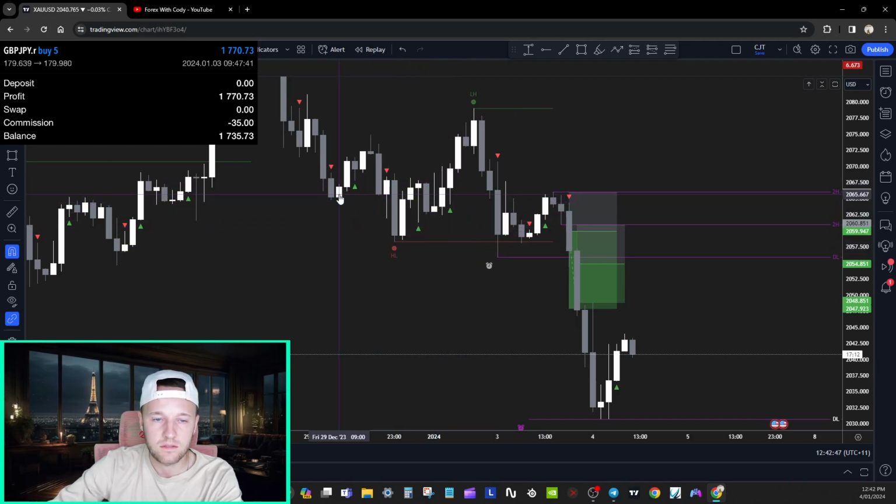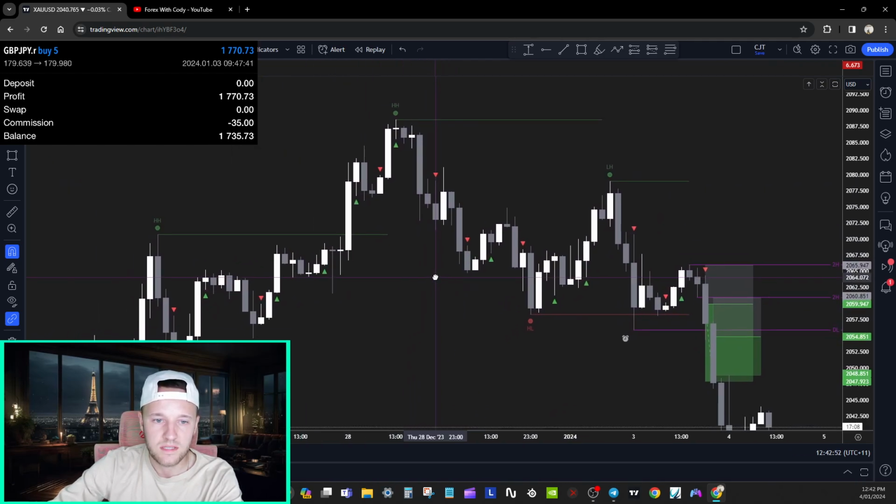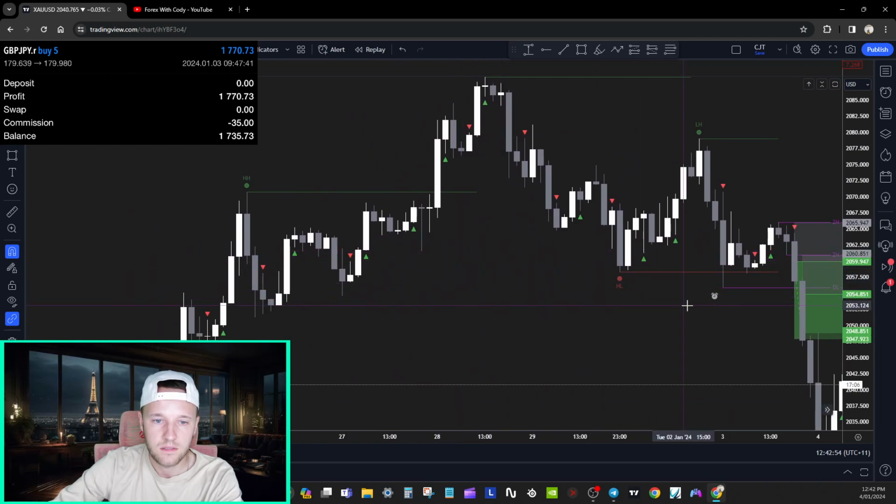This was not a valid signal. Neither was this. Neither was this. Neither was that. This was a valid signal right here, right? This was a valid signal. Price drove up 69, 70 pips.